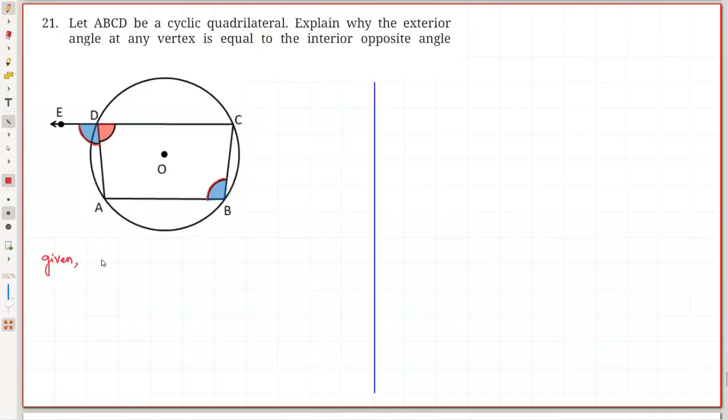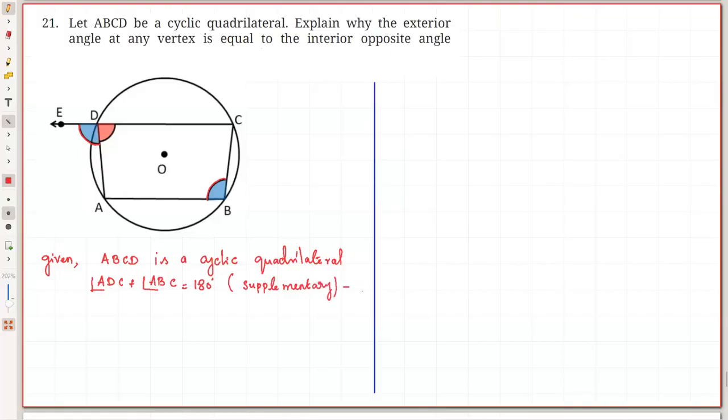ABCD is a cyclic quadrilateral. If it's a cyclic quadrilateral, I can just say that the sum of two opposite angles is equal to 180 degrees. So first, just take the sum of two opposite angles. Angle ADC plus angle ABC is equal to 180 degrees. That is supplementary. Now I can take this as the first equation.